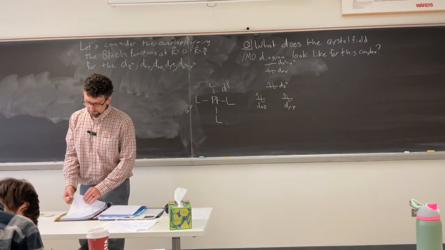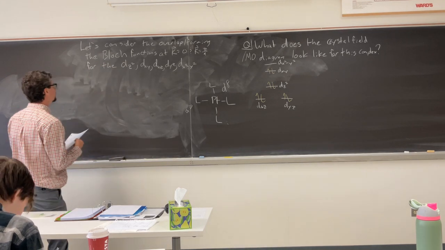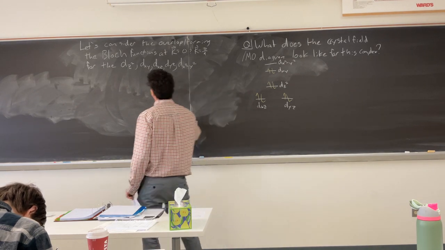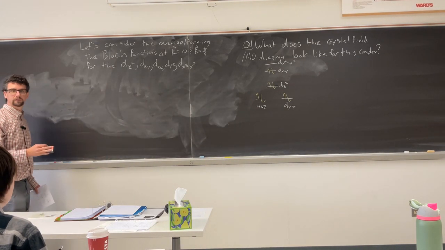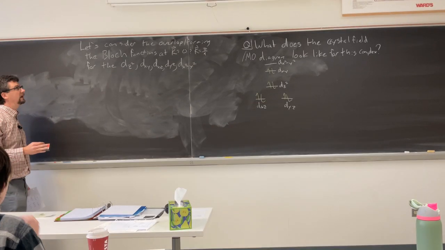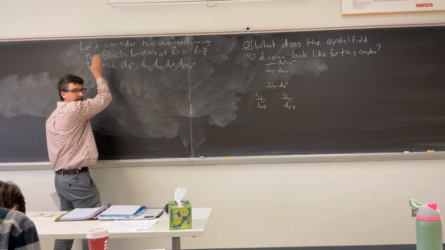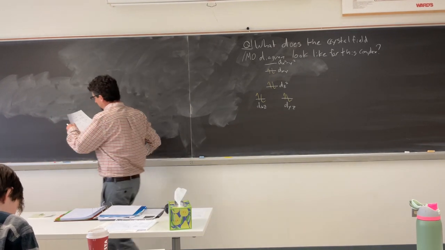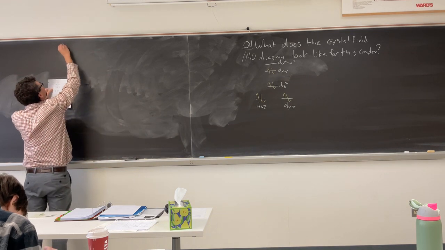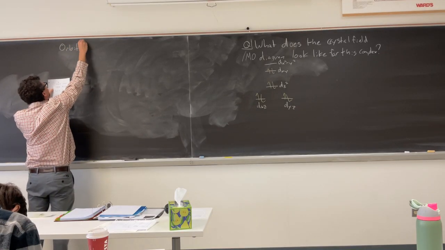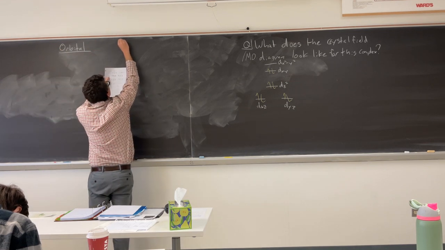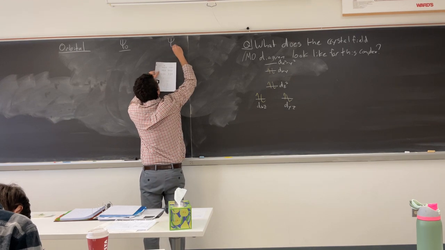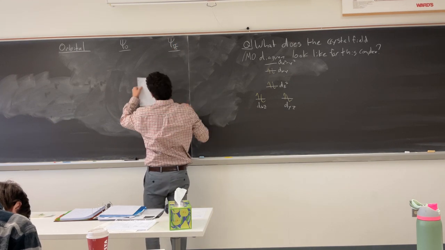Okay, so what we're going to do now, you'll want to give yourself about half of a page. We're going to make a table. Can I erase this bit that I just wrote? Or do you guys need time? Good. Am I cool, Katie, to erase it? Okay, we're going to make a table. We're going to have the orbital. We're going to have what the Bloch function looks like at the zone center and what the Bloch function looks like at the zone edge.